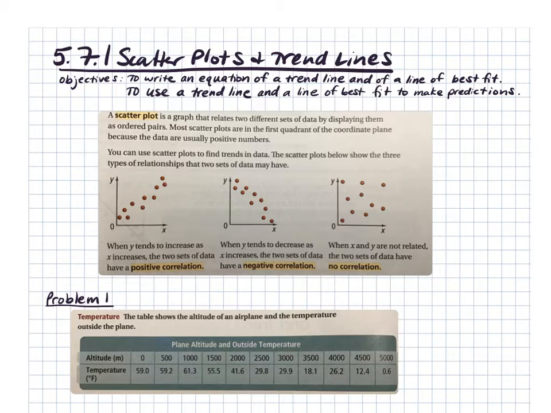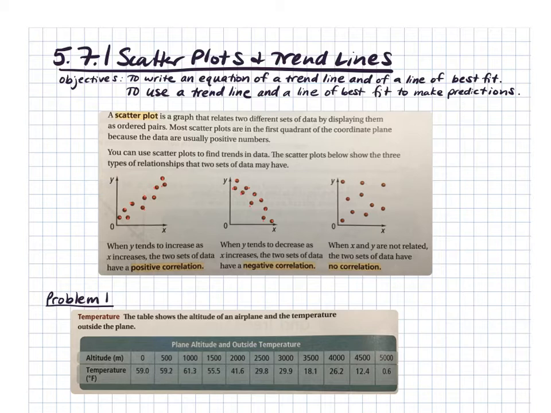Okay, so what is a scatter plot? A scatter plot is just a graph that relates two different sets of data, displaying them as ordered pairs. So there's just going to be dots, scattered dots, which is why it's a scatter plot. Each one of these is just an ordered pair, which is some data.